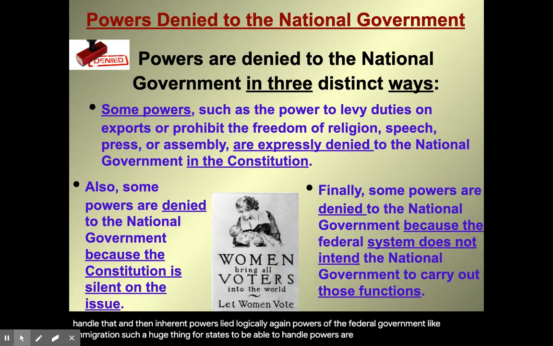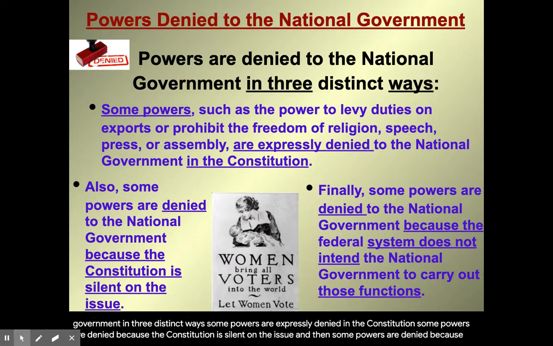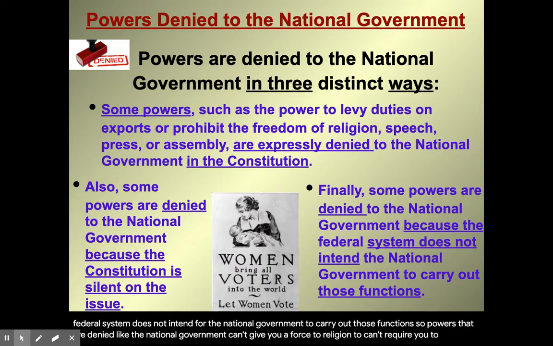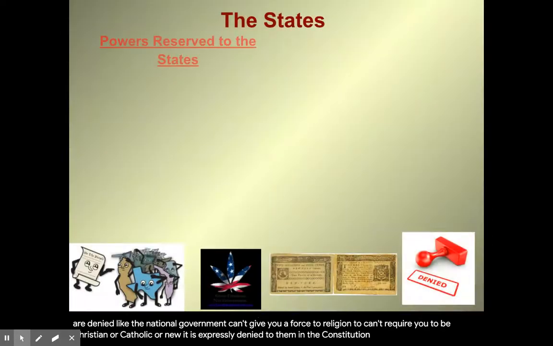Powers are denied to the national government in three distinct ways. Some powers are expressly denied in the Constitution. Some powers are denied because the Constitution is silent on the issue. And then some powers are denied because the federal system does not intend for the national government to carry out those functions. For example, the national government can't give you a forced religion. They can't require you to be Christian or Catholic or Muslim or Jewish. They cannot force any religion on you. It is expressly denied to them in the Constitution.